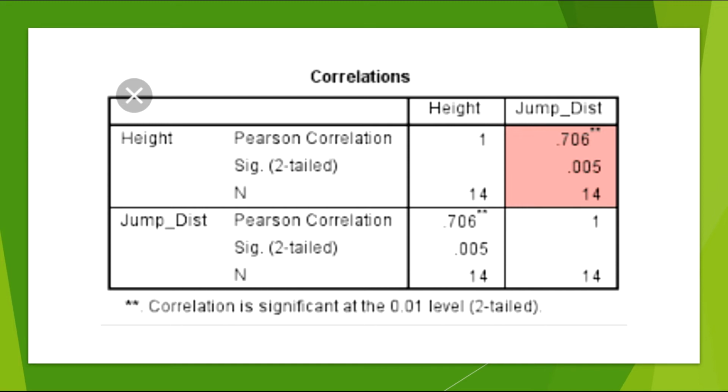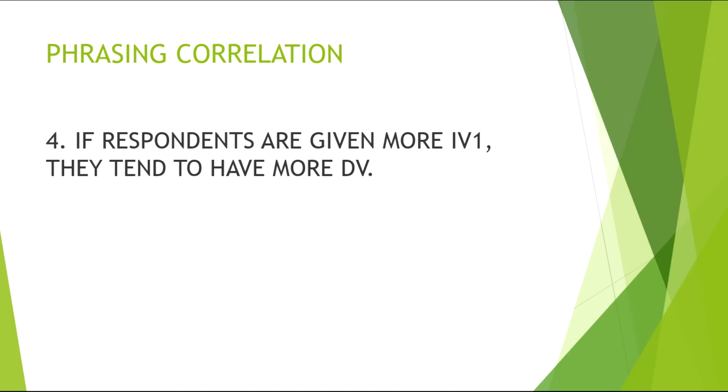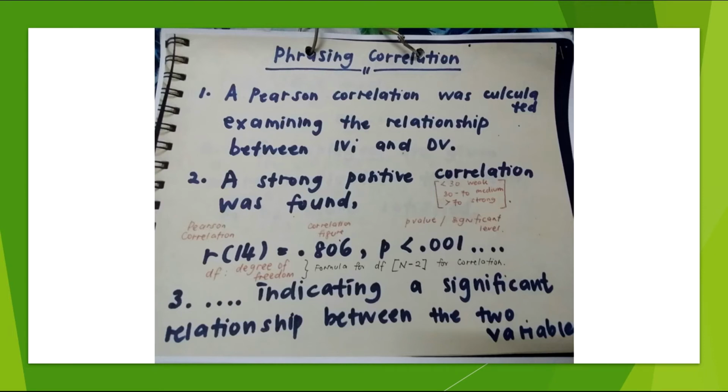Once you are able to read the figures of the correlations table, now we can actually phrase correlation. To do that, you have to follow this phrasing correlation example. It was written in numbers, number 1, number 2, number 3, as well as number 4, but when you write it later, you have to exclude all the numbers. The numbers are your guidance on what to write first, second, third, and fourth. Firstly, what you have to write is: a Pearson correlation was calculated examining the relationship between IV1 and DV.